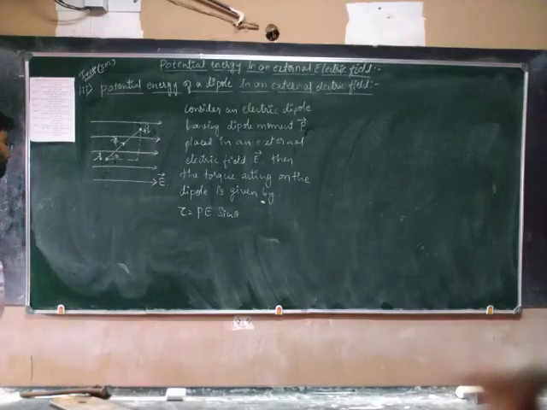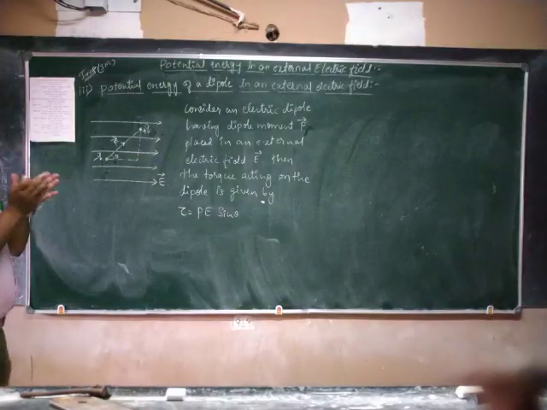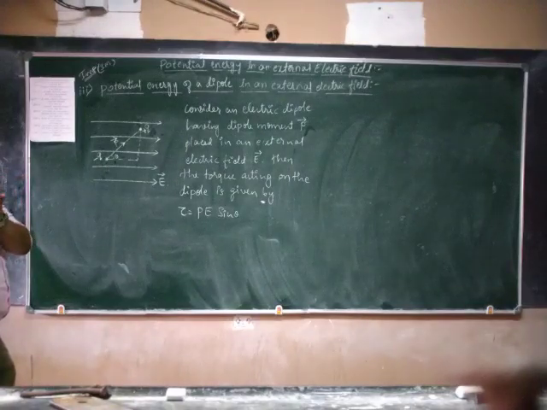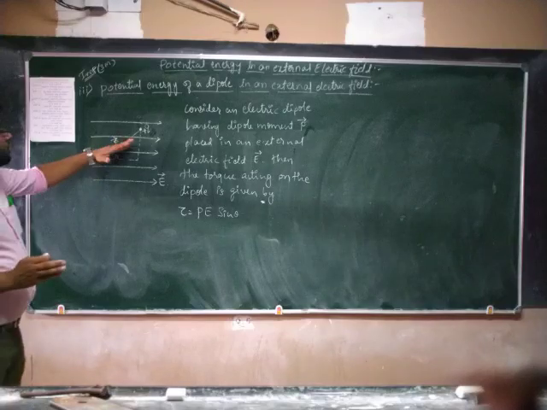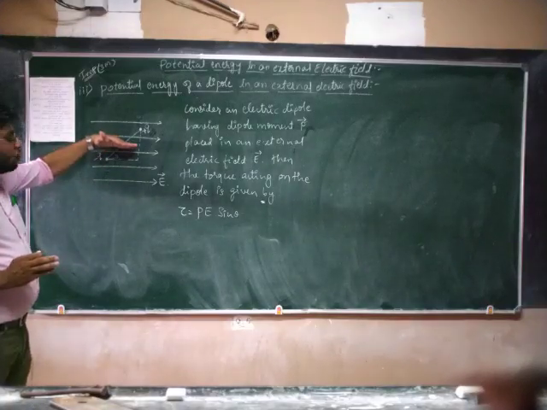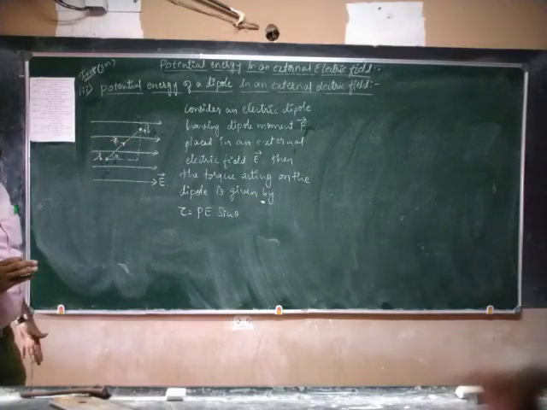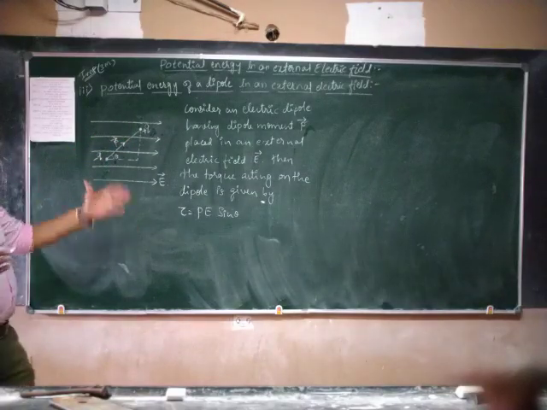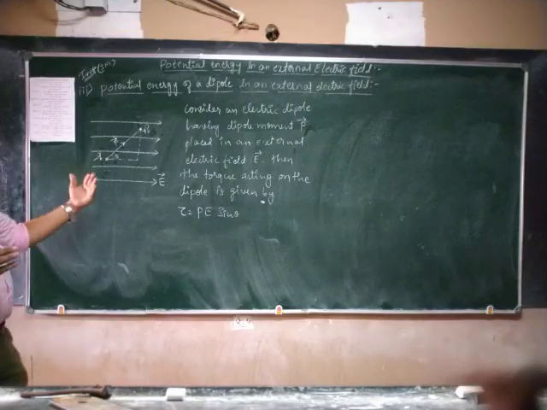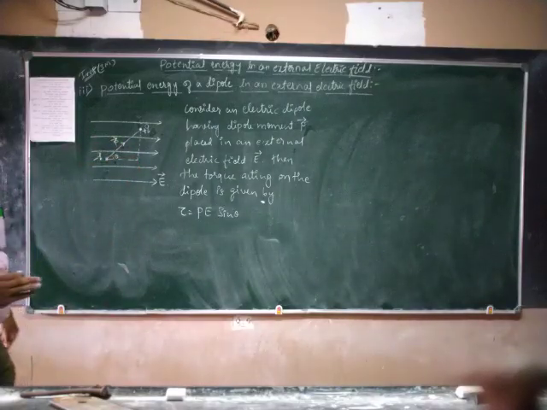Now we will calculate the small work done. So if it is horizontal and rotates a little bit, how much work do we have to do? That is, the work done by the torque, meaning the work done by the external electric field.